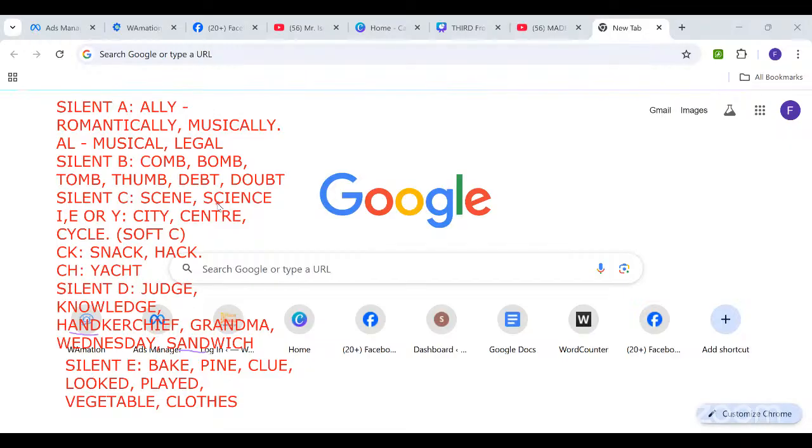Science. Science. City. City. Center. Center. Cycle. Cycle. Snack. Snack. Hack. Hack. Yacht. Yacht.